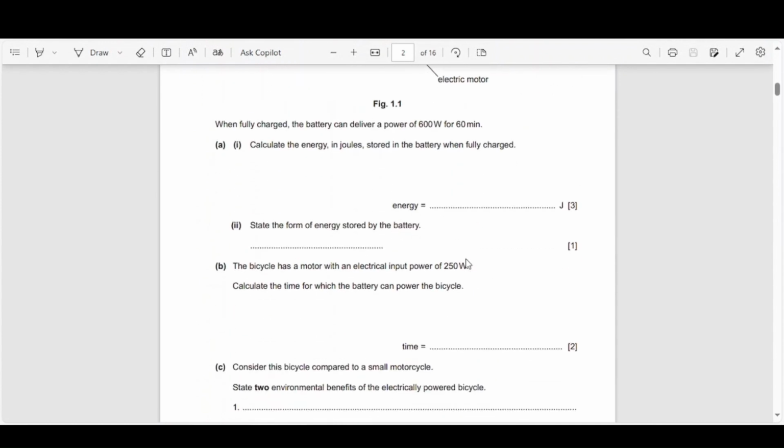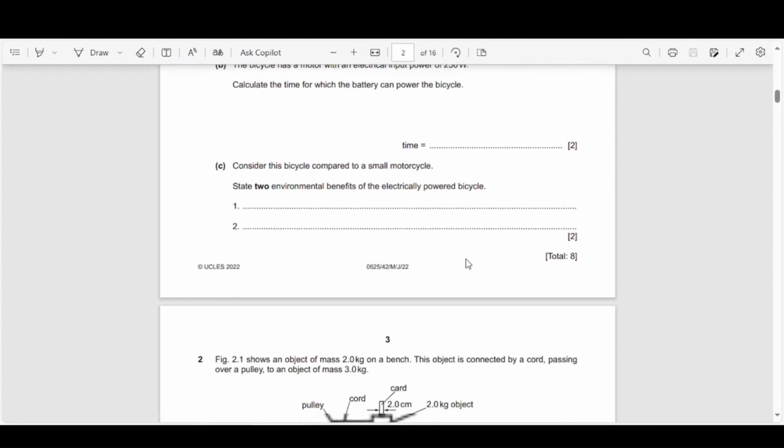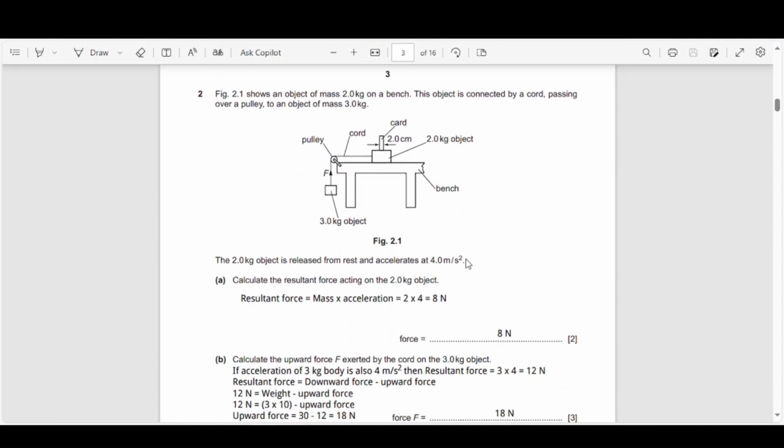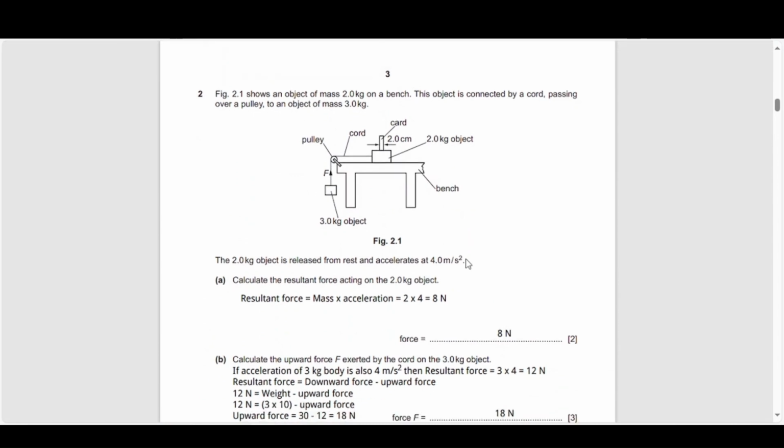So if I go down, you go to the question on energy and efficiency and power. So question 2, figure 2.1 shows an object of mass 2 kilograms on a bench. So that's this bit here. The object is connected by a cord passing over a pulley to an object of mass 3 kilograms. So this is essentially the system. The 2 kilogram object is released from rest and accelerates at 4 meters per second squared. Okay. So what is the resultant force acting on the object?